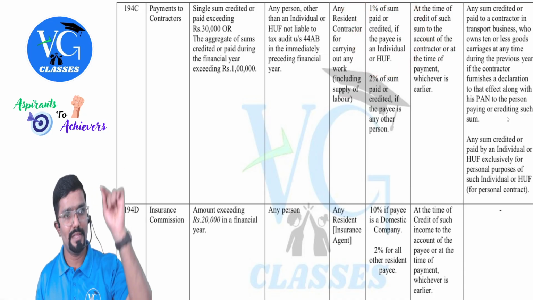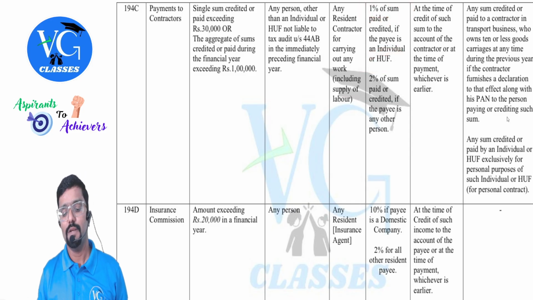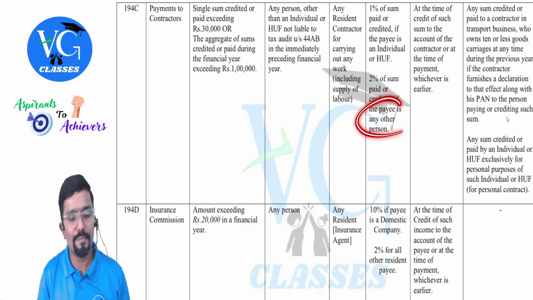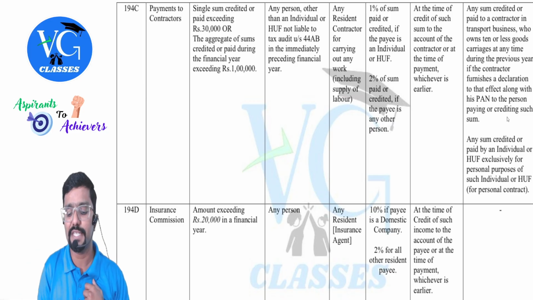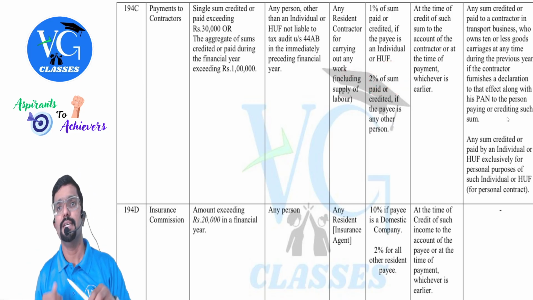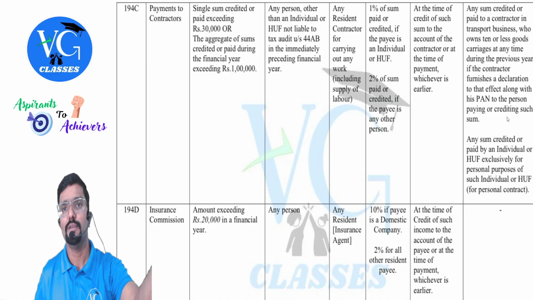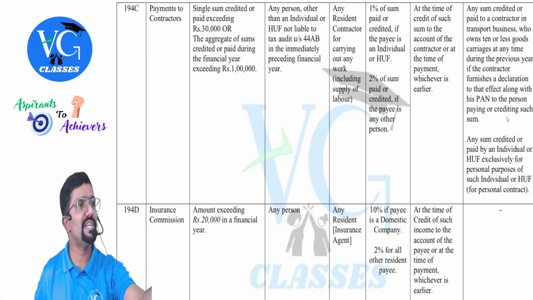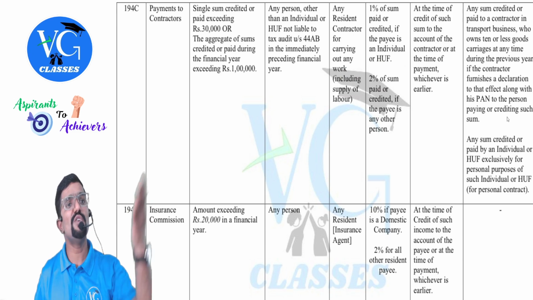If the payee, that is, if the contractor is an individual or HUF, TDS has to be deducted at 1%. Whereas if the payee is any other person, meaning other than individual or HUF, TDS has to be deducted at 2%, guys. Now assume I am making payment to you. You are a resident contractor. You are an individual. How much TDS should I deduct? 1%.